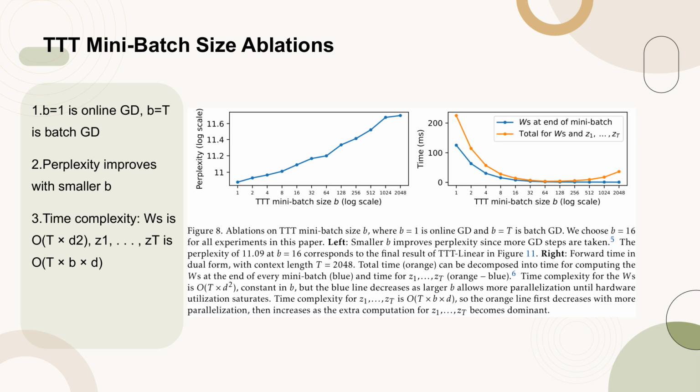The total time, orange, is decomposed into the time for computing the W_s at the end of every mini-batch, blue, and the time for Z_1 through Z_T, orange minus blue. The time complexity for the W_s is O(T times d^2), which is constant in b, but the blue line decreases as larger b allows more parallelization until hardware utilization saturates. The time complexity for Z_1 through Z_T is O(T times b times d), so the orange line initially decreases with more parallelization, then increases as the extra computation for Z_1 through Z_T becomes dominant.